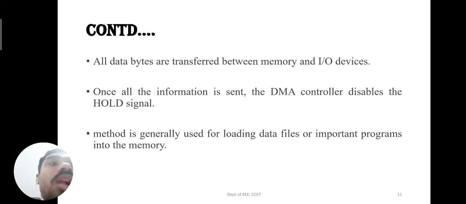Here all the bytes are transferred between the memory and the IO device. Once the information has been sent, the DMA controller can disable the hold signal, and hence the microprocessor is free to continue with the other activities that it had been doing previously before it received the hold signal. This method is used for transferring or loading files that are very important to the memory, or for data that are very urgent to be transferred. This mode of data transfer is basically preferred.